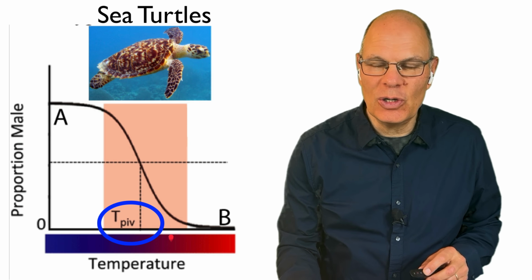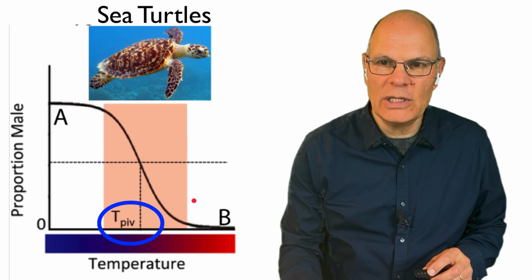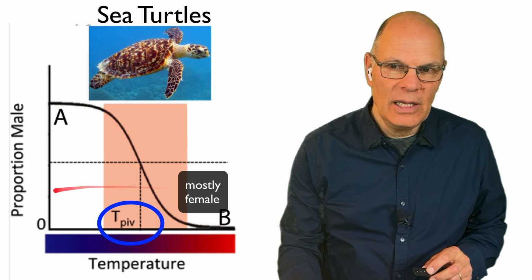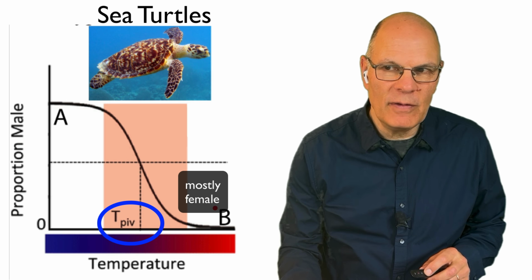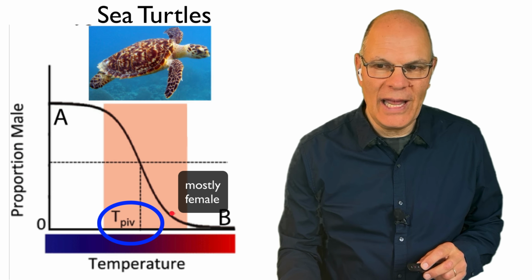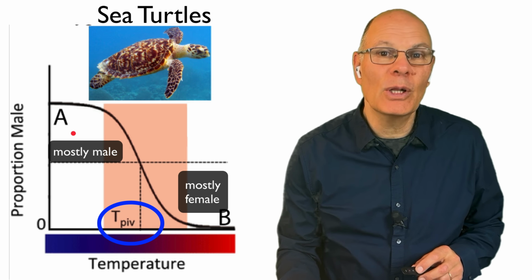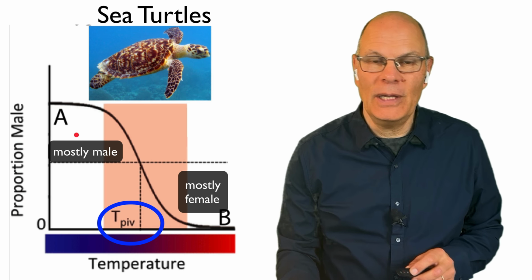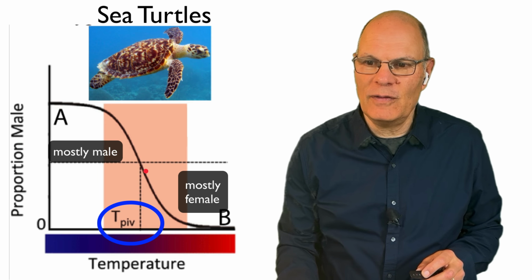So in sea turtles, the eggs that develop above the pivot point become female. Here's the proportion of males over here. So if you're above the pivot point, if you're in the warmer area, you'll develop into a female. If you're in the cooler area over here, below the pivot point, you'll develop into a male. And then at the pivot point, it's pretty much random, 50-50.